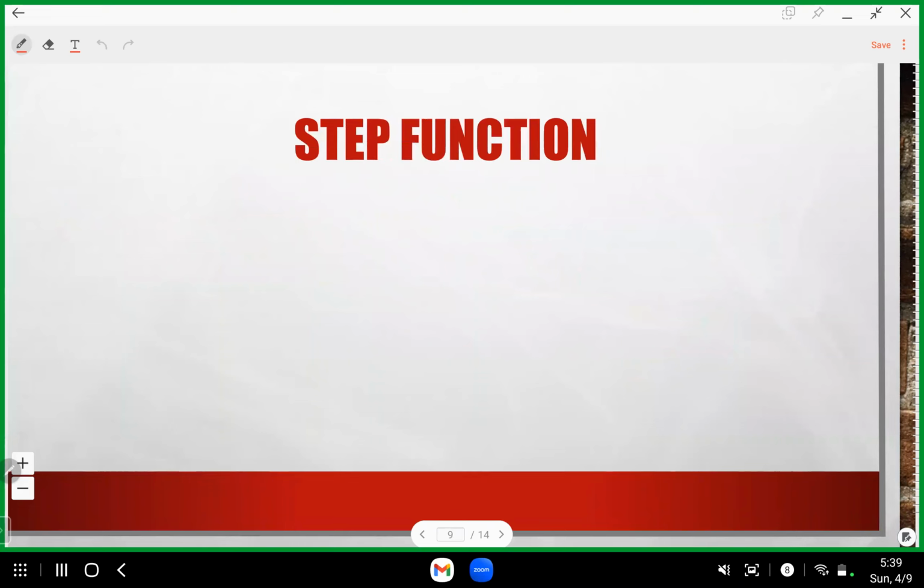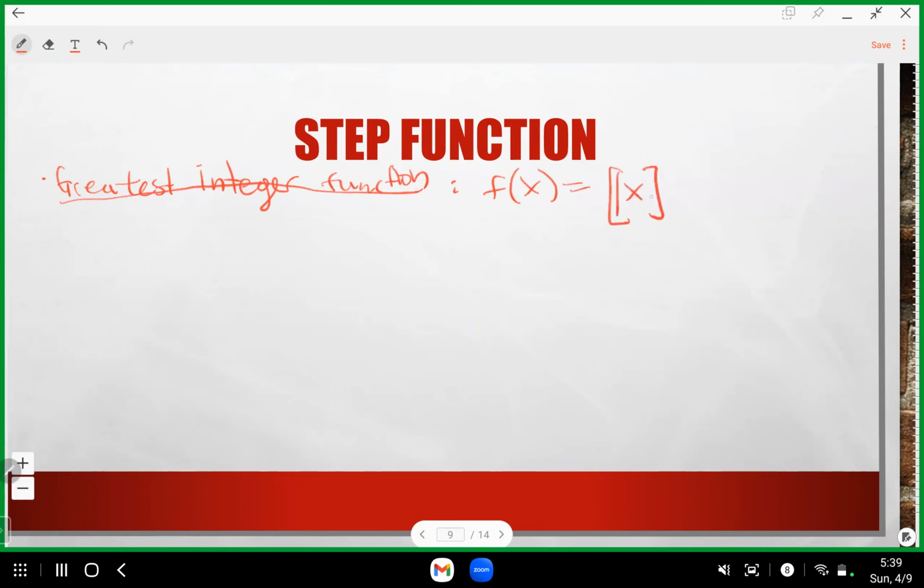Step functions literally look like stairs. They're the closest you can get to stairs, I think. It's also called the greatest integer function, GIF. Very convenient. And it also looks pretty weird. f of x is equal to a double bracket x. That's what it looks like. It's a double bracket; that's how you can tell it's a greatest integer function.